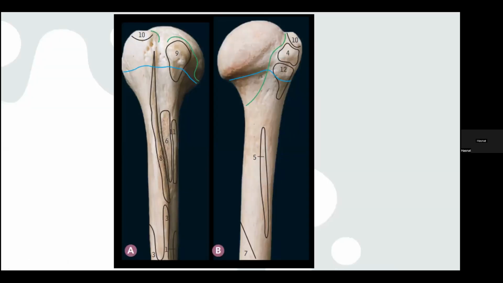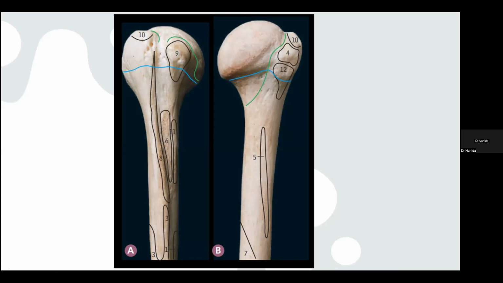So look at the picture. Okay, so identify the bone. This is humerus. Okay, which sided bone is this? This is left side. Okay, are you sure about that? Right. No. Okay, so identify number 9 and number 10.